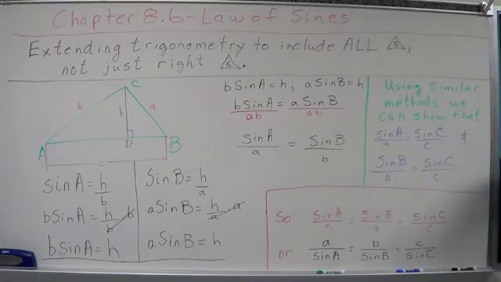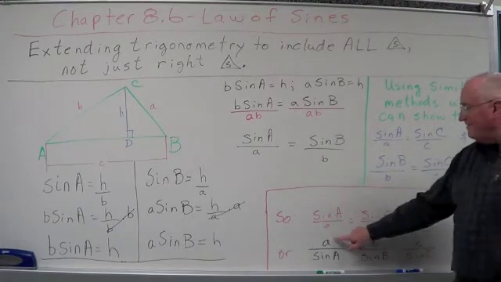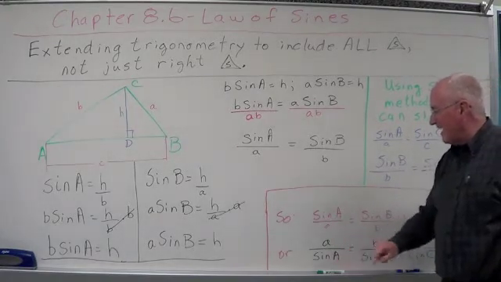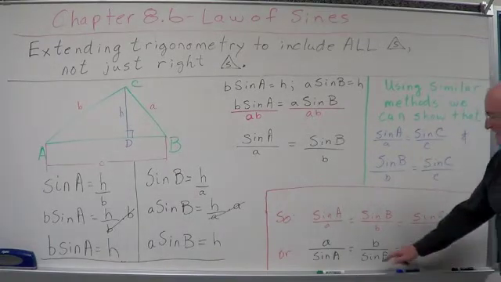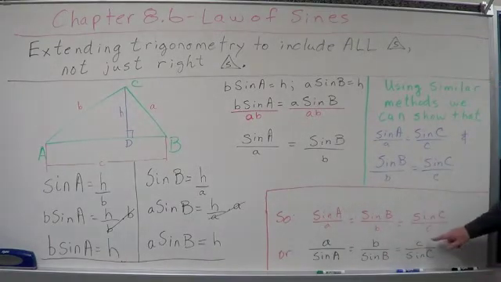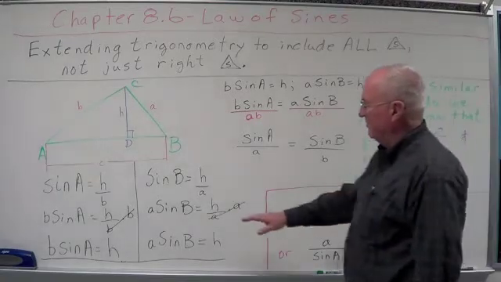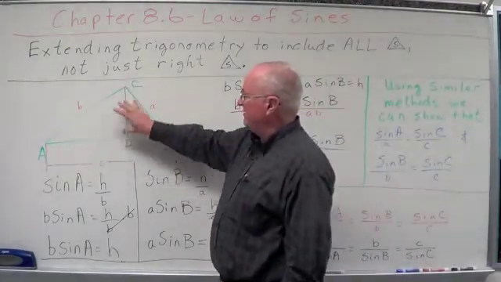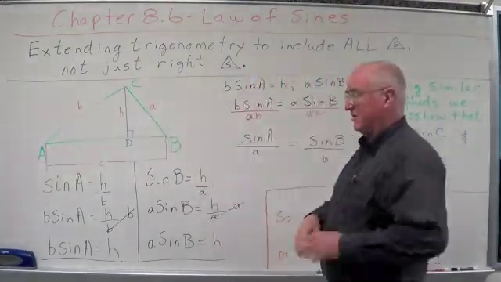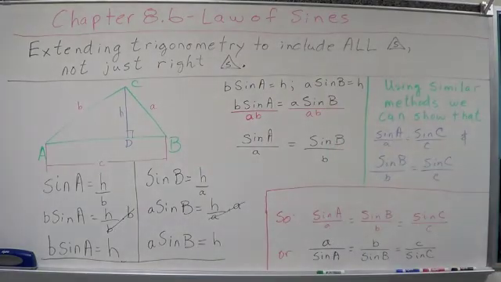Or we can flip all of those upside down, and the measurement A divided by the sine of A equals measurement B divided by the sine of B equals the measurement of C divided by the sine of C. Okay? And that way we can solve any type of triangle. It no longer has to be a right triangle, because what we did was create two right triangles and used H and extended it to include all types of triangles.